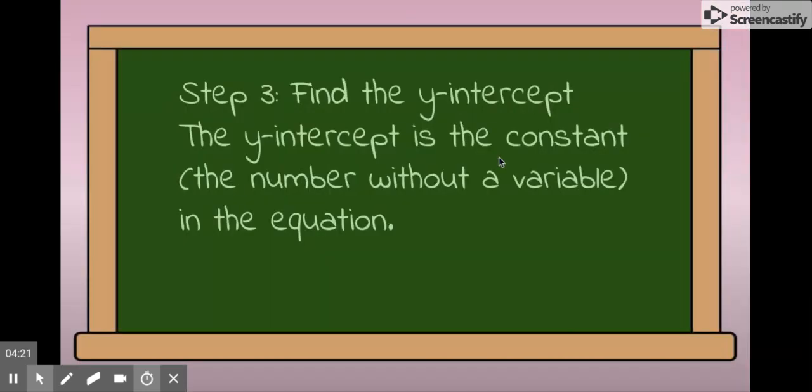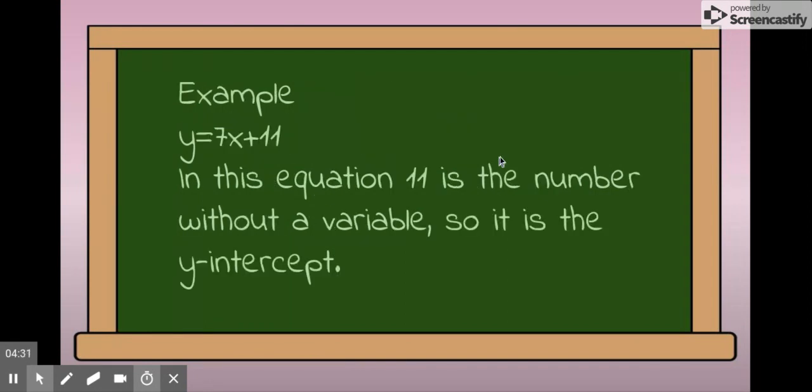In the third step, we will be finding the y-intercept. The y-intercept is basically the constant, or the number without a variable in the equation. So in our example right here, we have y equals 7x plus 11. In this equation, 11 is the number without a variable, so it is the y-intercept. So this is your constant, and this is the y-intercept in the equation.